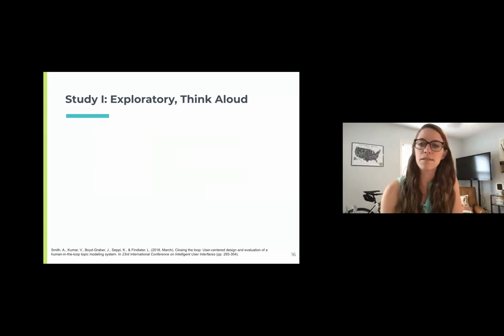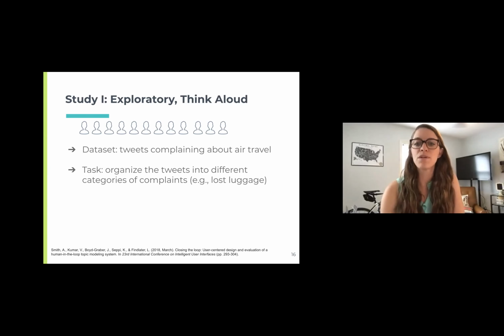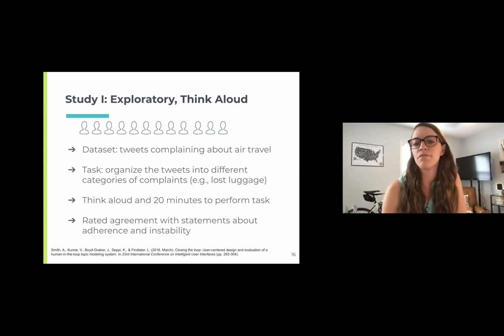We first performed an exploratory Think Aloud study with 12 users to understand their experience and perceptions when interacting with our system. We had 12 non-machine learning expert participants, and we topic modeled a data set of tweets that are complaints about air travel. Users were asked to think aloud while using the topic model to organize the tweets into different types of complaints, such as lost luggage or delays, and were given 20 minutes for this task. Afterwards, they rated their agreement with statements about adherence and instability, among other characteristics of the system.